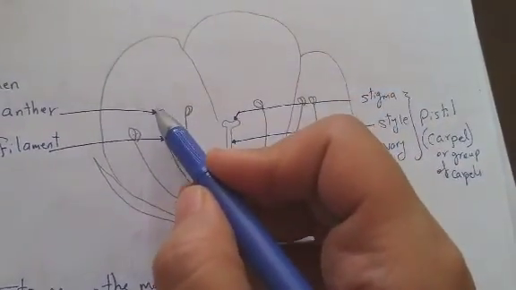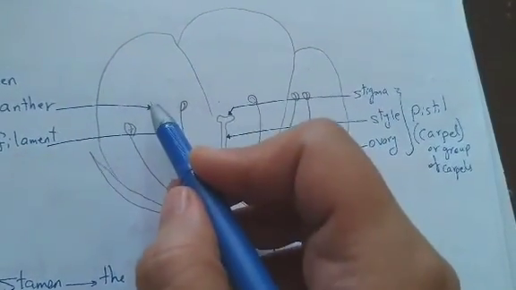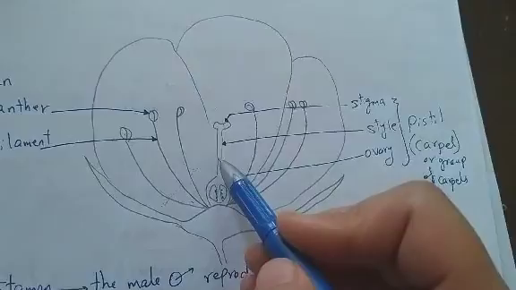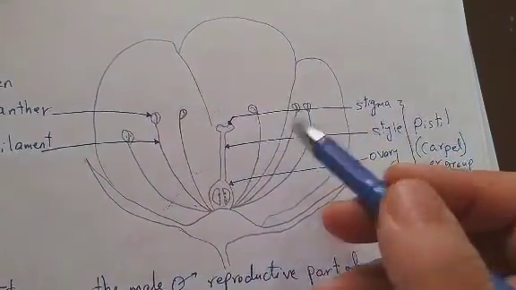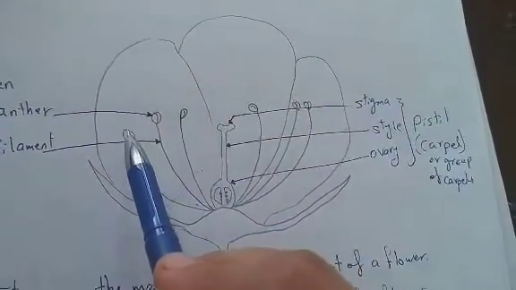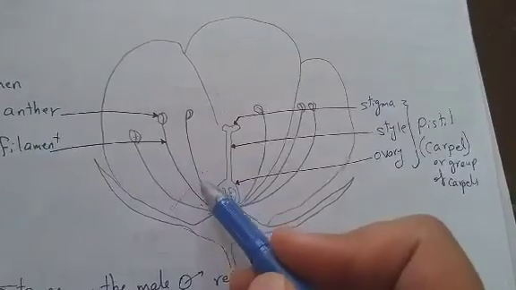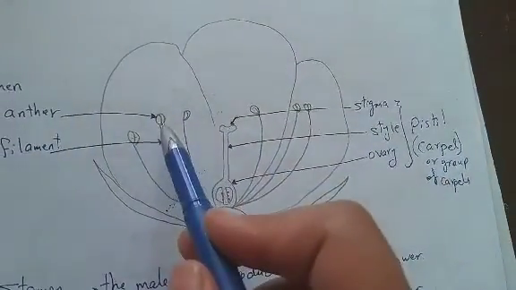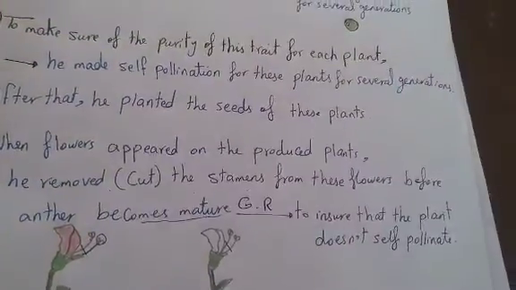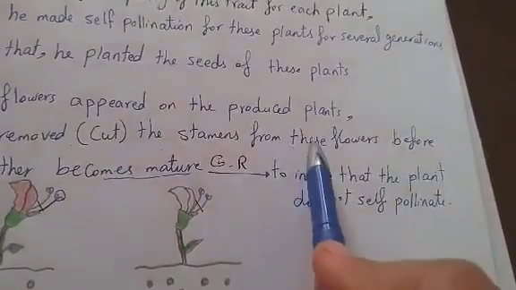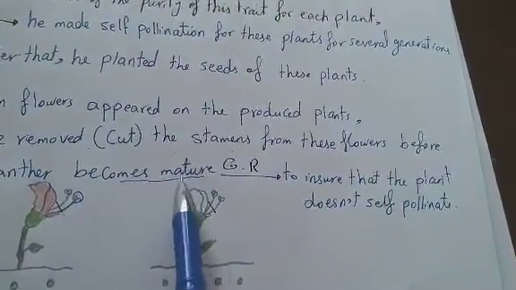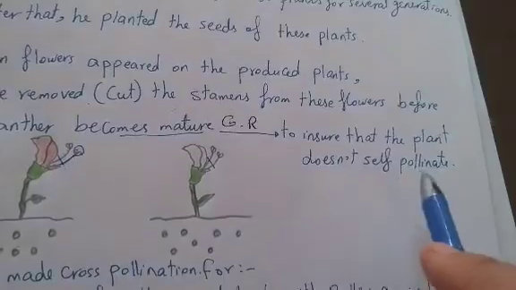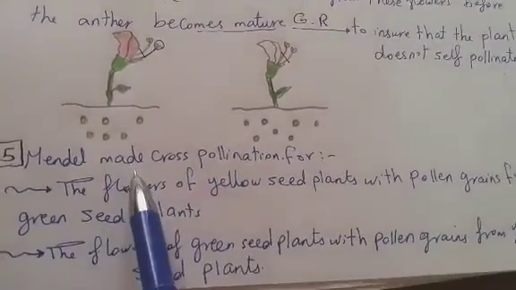Why? To avoid or prevent self-pollination. He didn't want the pollens to move to the stigma and pollinate it. If it pollinates, fertilization will happen and the flower will produce new seeds. He didn't want this now. So he cut the stamen part to stop the pollens going to the stigma before the anthers were mature. Understand this? Why did he remove the stamens? To make sure that the plant doesn't self-pollinate. After that, Mendel made cross-pollination.